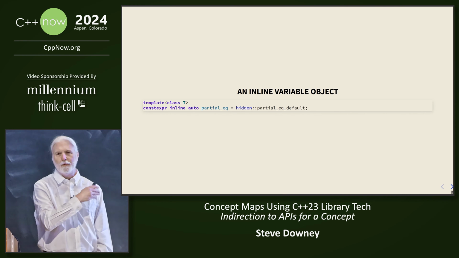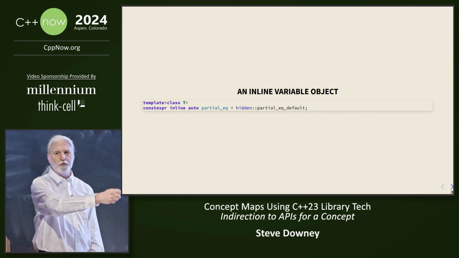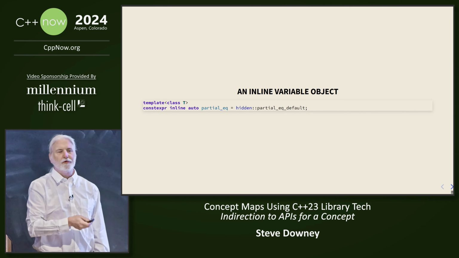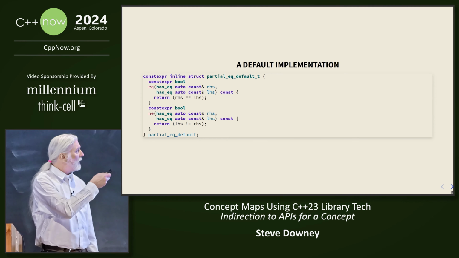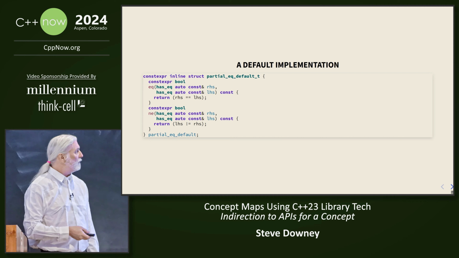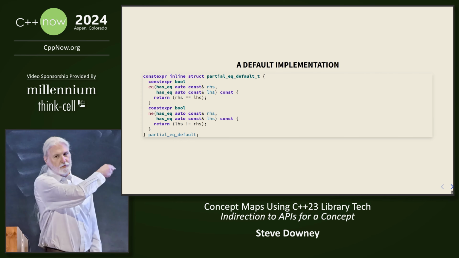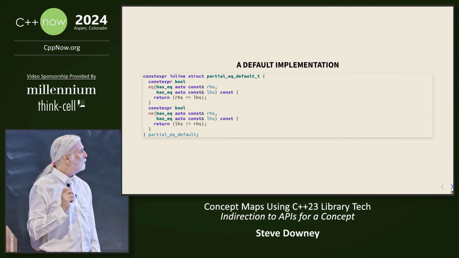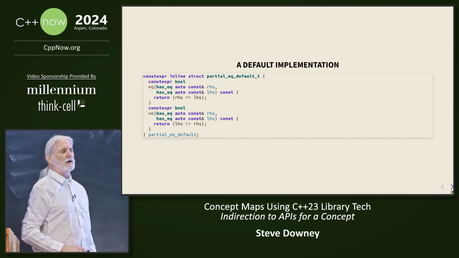An empty struct might be a useful thing here, something that tells you you've not reached it. But for EQ, there are useful defaults to provide. So like a default implementation, we've got our partial EQ default T. We define EQ and NE for it in terms of equal equal and not equal, because those are just built into how C++ looks at things. And this is not terribly surprising.